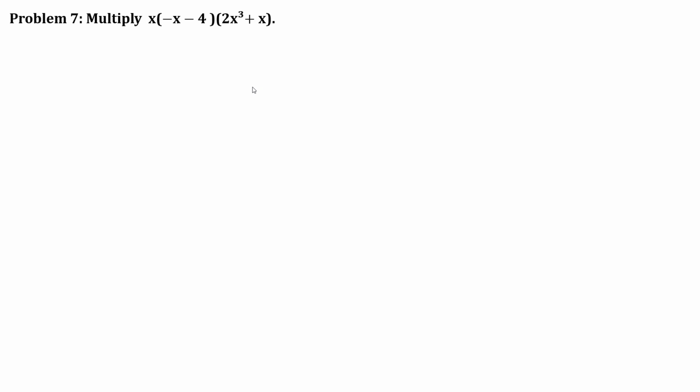All right. Well, remember how you multiply three numbers. How would you multiply three numbers? You multiply three numbers by multiplying two numbers at a time, right? So we're going to do the same thing here. We're going to multiply x times negative x minus 4 first, and then whatever you get as a result, we're going to multiply by 2x cubed plus x. So first I'm going to write the initial problem, x times negative x minus 4 times 2x cubed plus x.